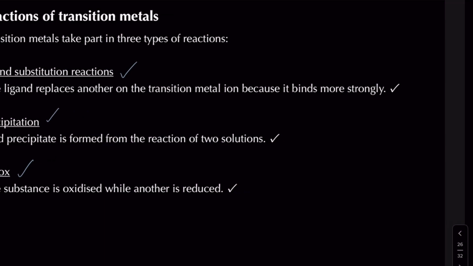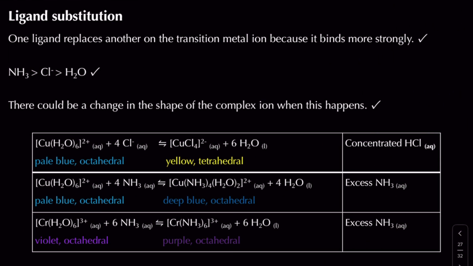Now, starting off with ligand substitution reactions, we need to be aware that, of course, in this reaction, we end up with one ligand replacing another on a transition metal ion because it binds more strongly, right? It's in its name. We've got ligand substitution. We're swapping one ligand out for another, but in this case it's going to be one that binds more strongly. If we were to look at the order in terms of the three ligands we need to be aware of and their relative strengths of binding, we know that ammonia is going to be, of course, binding the most strongly, followed by, of course, chloride ligands, and then water ligands itself. That's going to be the weakest.